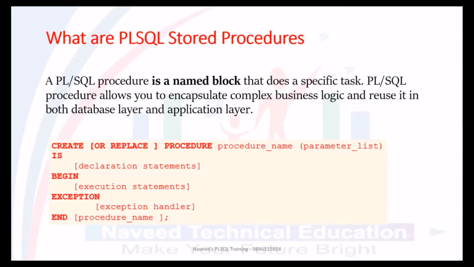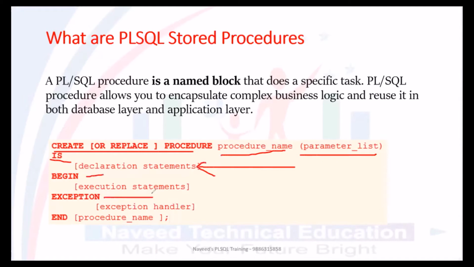As you can see, this is how we create a PL/SQL procedure. CREATE OR REPLACE PROCEDURE, then we give the procedure name, the parameters we are passing, and after that IS or AS, we have to give the declaration, and the BEGIN section. The exception section is optional, and then we have to end the procedure.